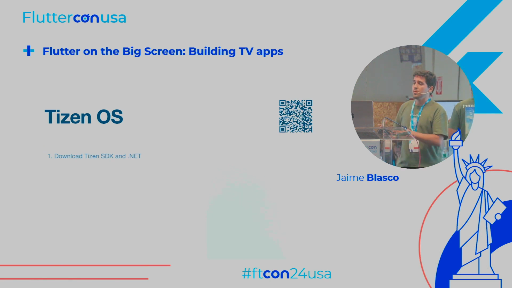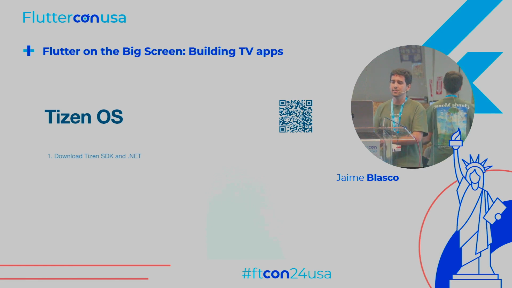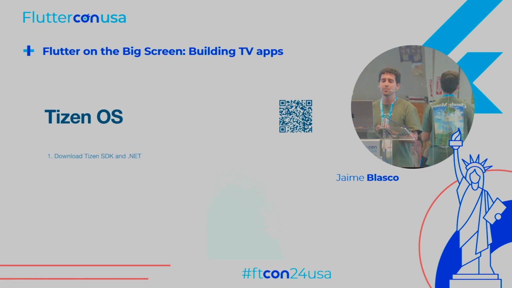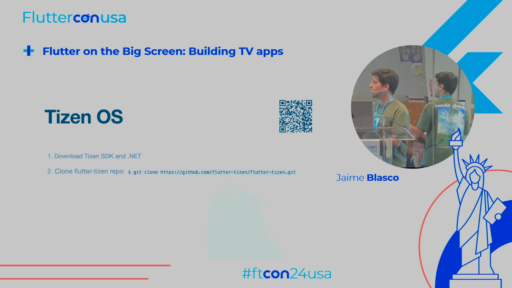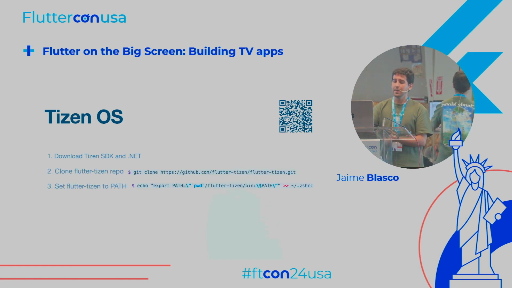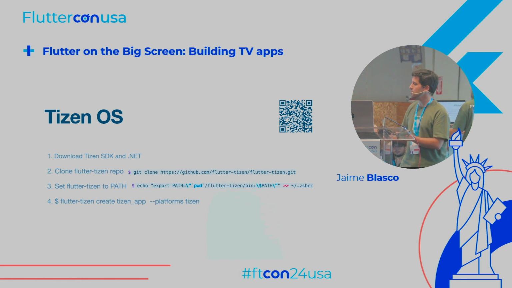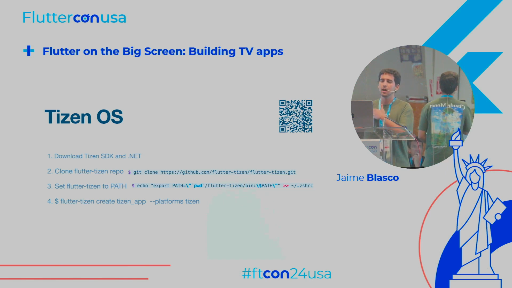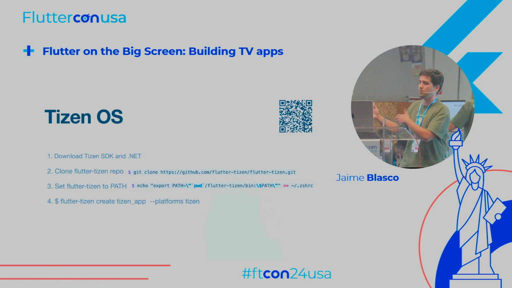For Tizen, we mentioned it's a bit more complicated. I added a QR code that you can see after in the slides, with the Getting Started guide. It's very detailed and easy to follow. It explains for each platform, for Android, iOS, or Windows. Basically, you have to download the SDK and the .NET framework. Then you have to clone the repository and add the path of the command to the environment variable, and then you can use flutter-tizen commands like Flutter commands, and it will add a new target. Instead of Android, iOS, and all the others, you will have Tizen itself.